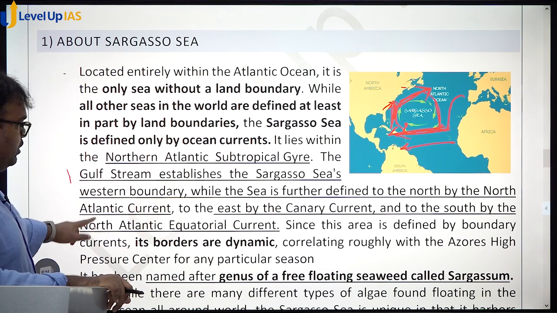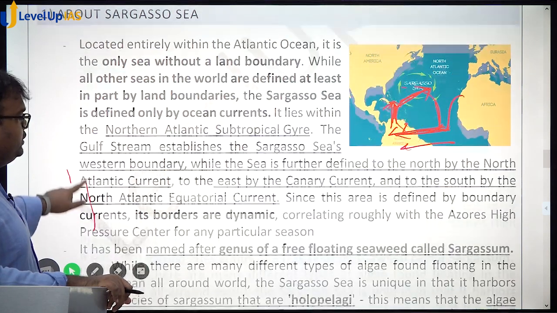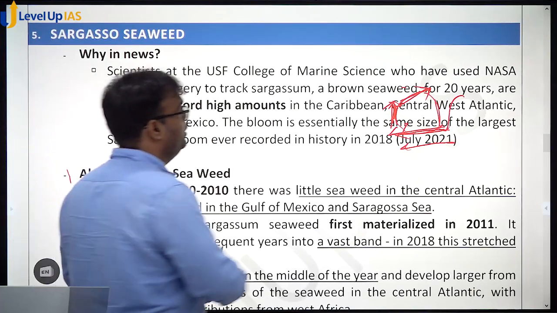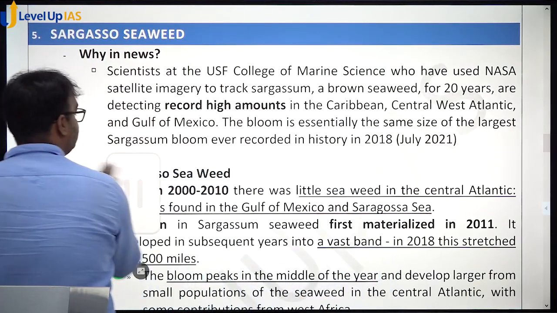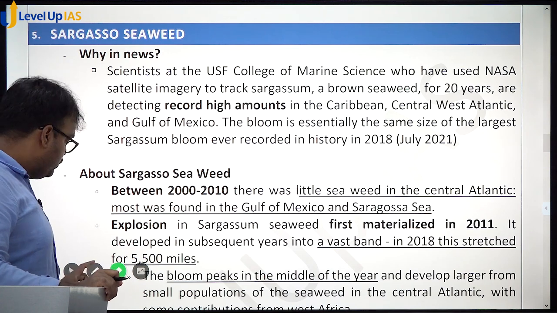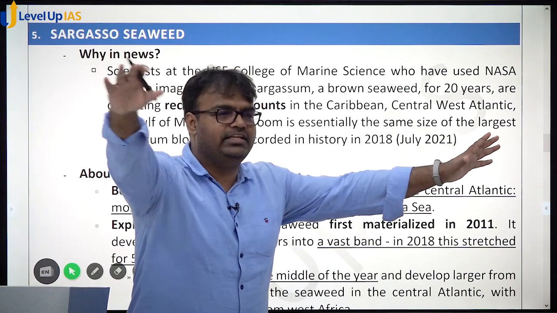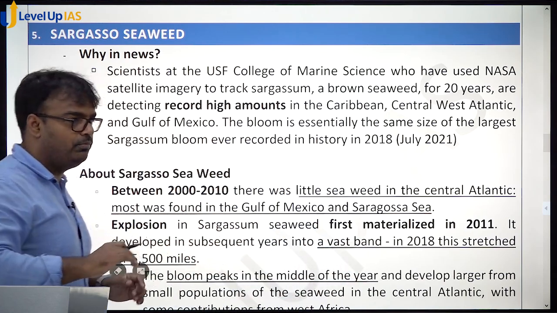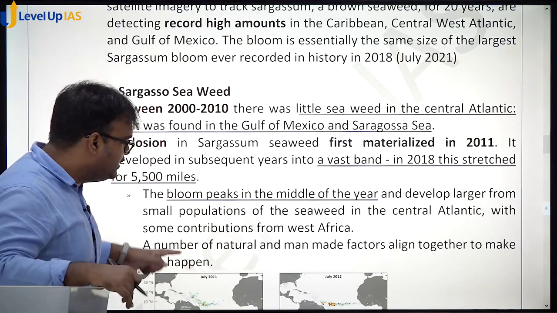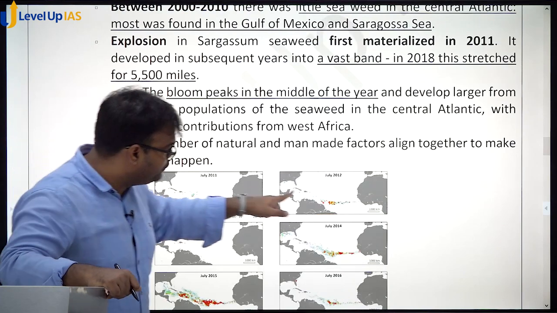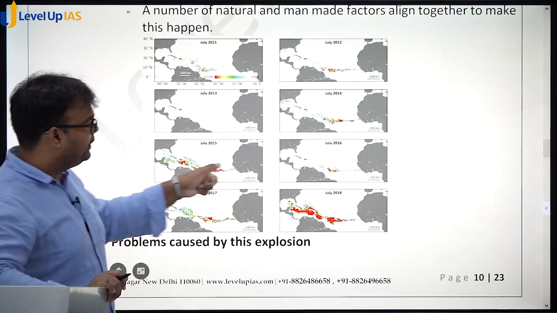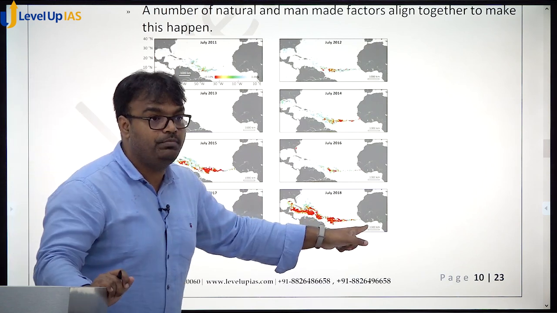Now, over the years, what has happened is, we'll come to the Sargasso Sea. But in this Sargasso Sea, there's a weed called Sargasso seaweed, which was earlier distributed sporadically, here and there. Till 2010, it was not a problem. But in 2011, we saw an explosion of this seaweed. And since then, every year, we see this distribution of seaweed. 2011, 2012, in 13 it did not come again, but in 14 there was a lot. In 15 also quite a lot, 16, 17, but in 18 too much.